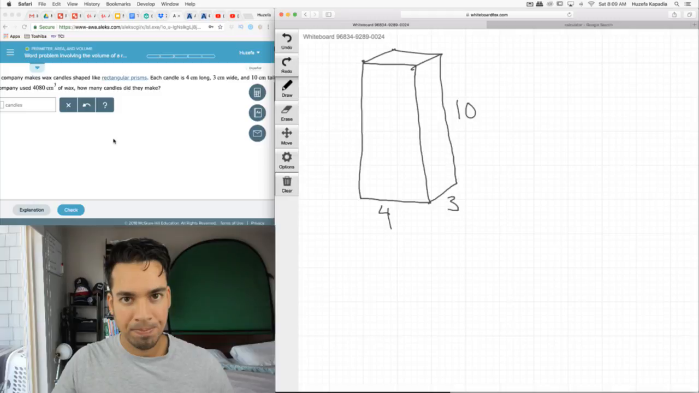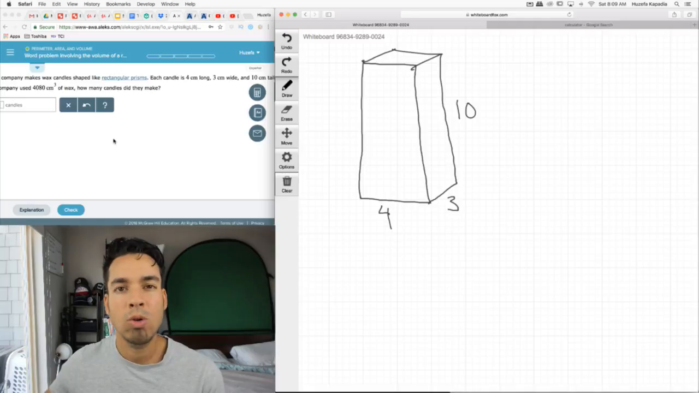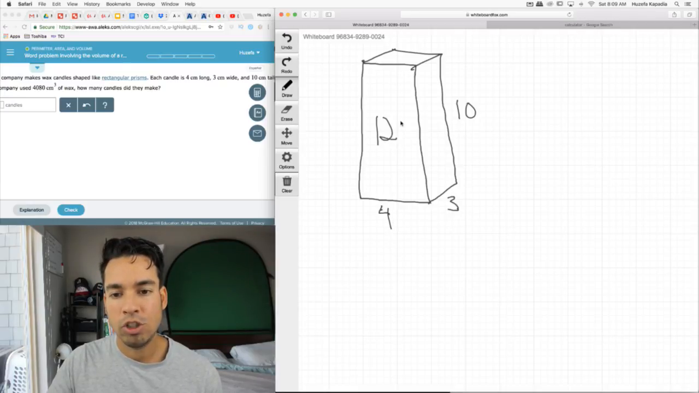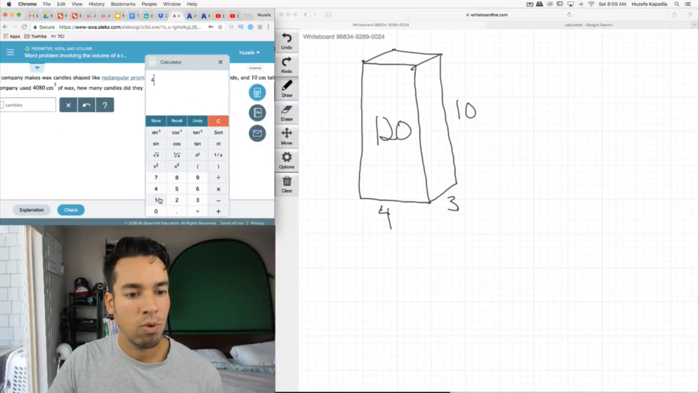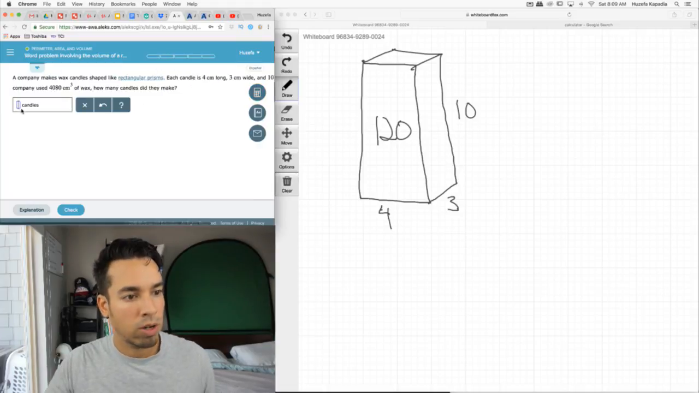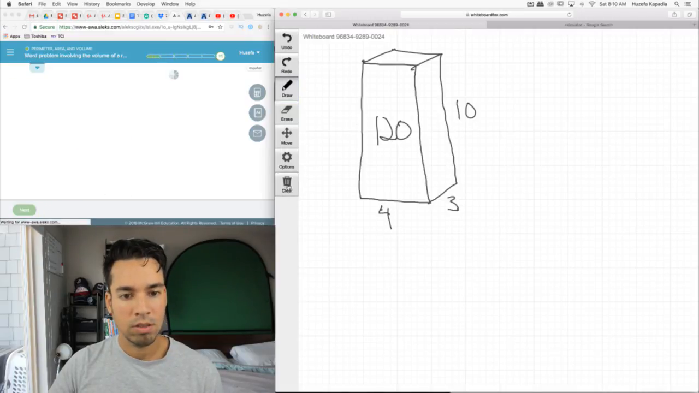Well, we've got a total, and we need to figure out how many individual little candles we can make. So we're talking about a total divided by the volume of each of these candles. So first we have to find the volume of this candle. Again, we can find the volume by multiplying all 3 dimensions. 3 times 4 times 10. 3 times 4 is 12, times 10 is 120. So each candle takes 120 cubic centimeters. So now we take that total value, which is 4,080, and we divide it by 120, and we get 34. So they're going to make 34 candles. Okay, next.